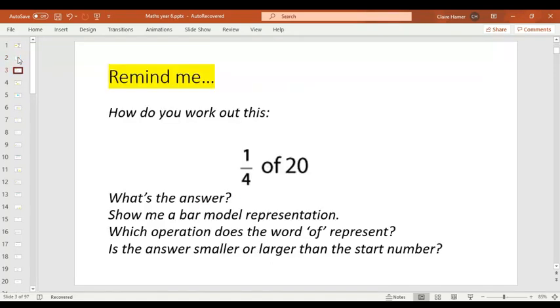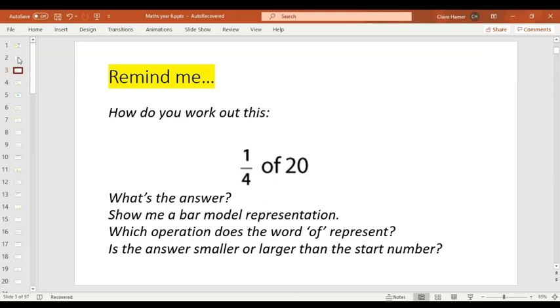Now, we're going to start with a reminder. So remind me, how do you work out 1/4 of 20? Now, we've done this in school, mainly in wake-up shake-ups, I think, as little starter tasks. I want to know, what's the answer? I'd like to see a bar model representation, so please draw that down with your pencil and paper.